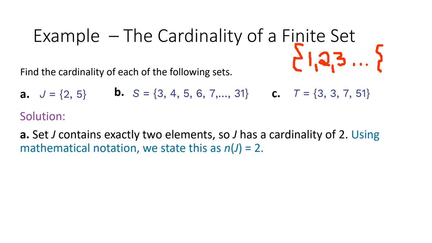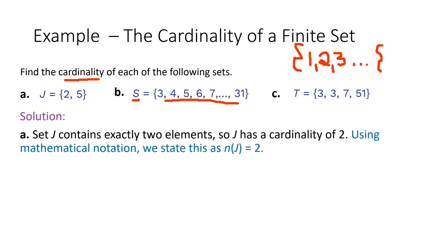Okay, so let's go back to the actual question, the cardinality of S. When you see the word cardinality, it's asking you how many things are in this set, or how many elements are in here. One way you can do it is list them all down. So we would have 3, 4, 5, 6, 7, 8, 9, 10, 11, 12, 13, 14, all the way to 31, and then you can count them.